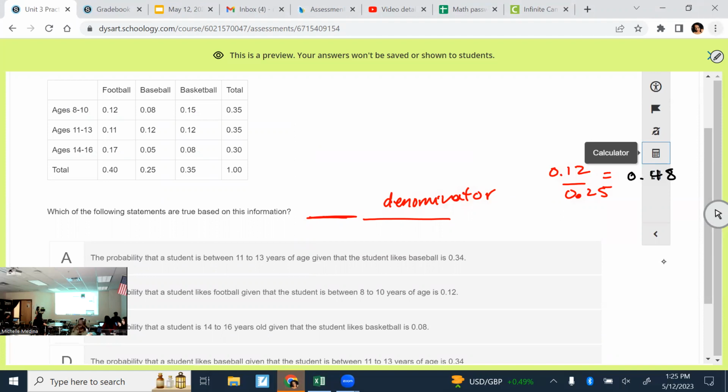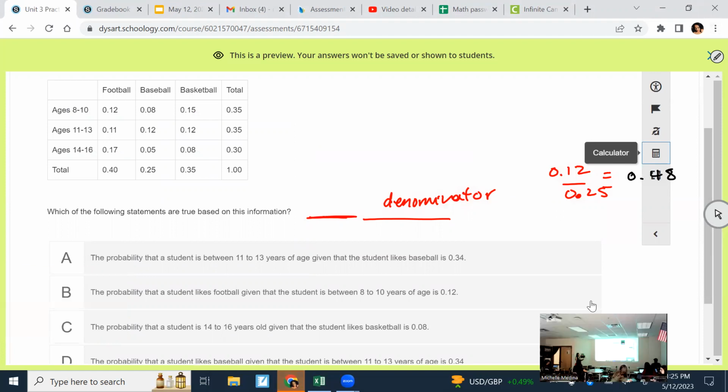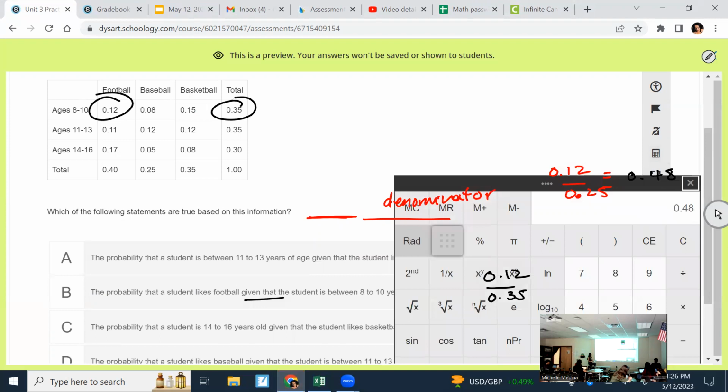So the probability that a student likes football, given that the student is between 8 to 10 years of age. So what's going to be my denominator for that one? So let's see. It should actually be 0.35. Because given that, whatever follows that is what your denominator will be. So like 8 to 10 years of age, that total is 0.35. And then before that is out of those kids, how many of them like football? Well, that's 0.12.